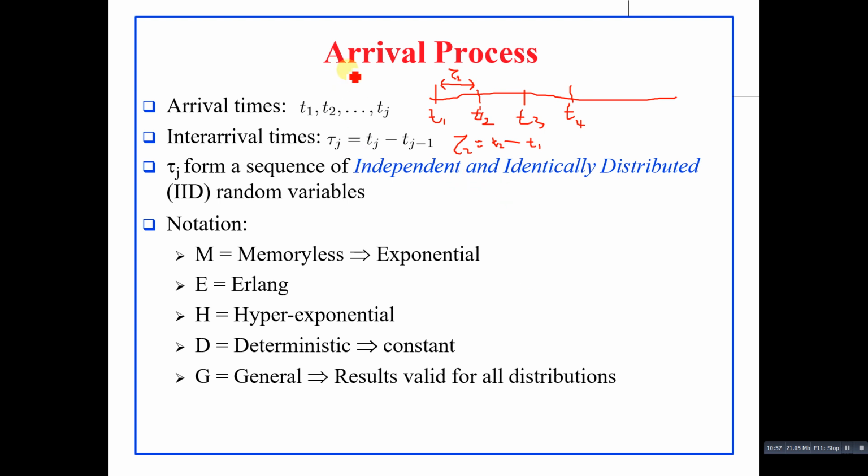You have arrival times T1, T2, and you have inter-arrival time tau j, which is Tj minus Tj minus 1. Or in this case, tau 2 is equal to T2 minus T1. This is inter-arrival times. And tau j form a sequence of independent, meaning that the clients are independent of each other; customer 2 doesn't depend on customer 1 and so on. Identically distributed means they have been served in the same manner. And the notations are M, E, H, D, and G.